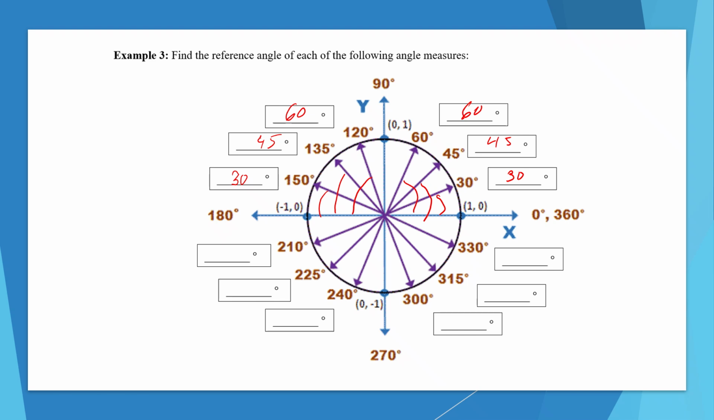210, even though it's below the x-axis, it's still a positive reference angle. So 30, 45, and then 60 degrees there. Same thing with 300. This would be a 60-degree reference angle. 45-degree reference angle, and then 330 would be a 30-degree reference angle there.